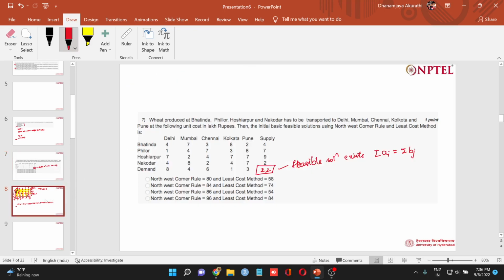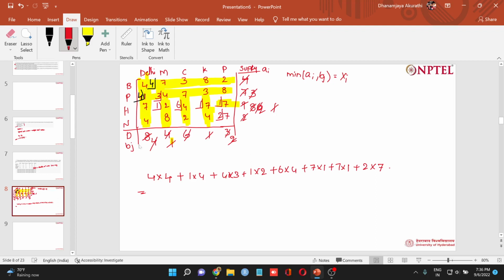Then least cost entry method we will see. And in this, are there any doubts? This is what the initial basic feasible solution is after finding this.